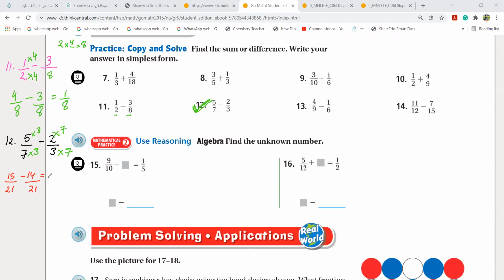Rital, are the denominators the same? Yes, miss, they are the same. What is the denominator? 21. So you can minus the numerator. Yalla, tell me, when you minus the numerator, what do you get? Wait, no. Rital, tell me what is the numerator here? Denominator is 21. Up is the numerator. When you minus them, what do you get?